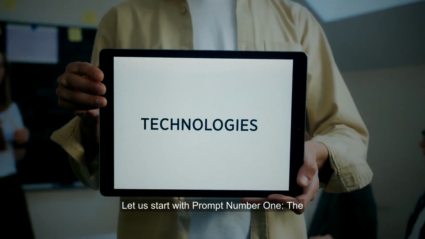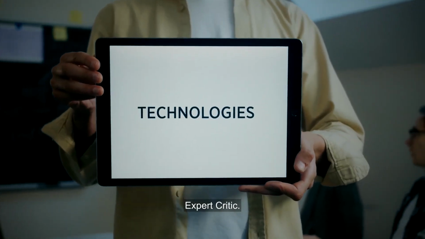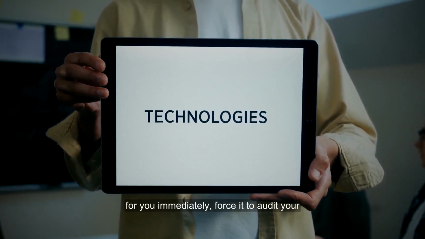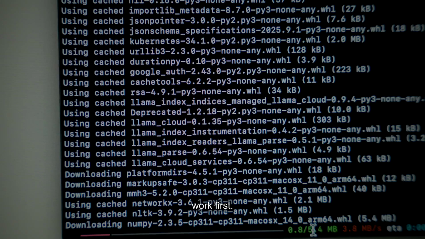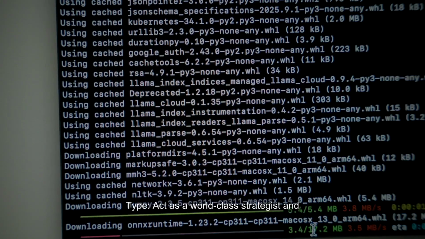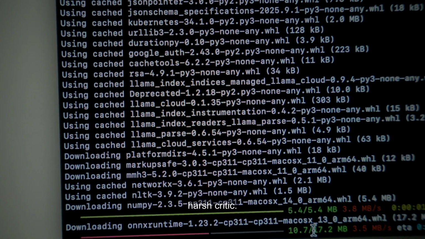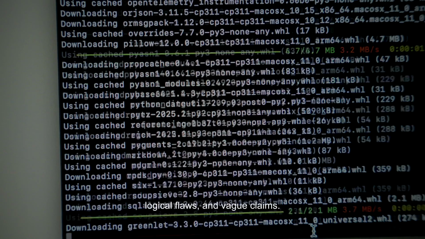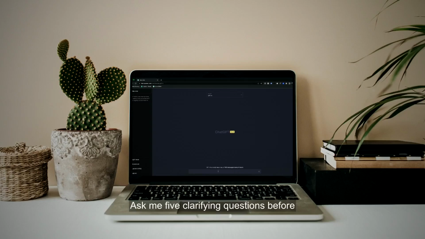Let us start with prompt number 1, the expert critic. Instead of asking ChatGPT to write something for you immediately, force it to audit your work first. Type, act as a world-class strategist and harsh critic. Review the draft below for weak arguments, logical flaws, and vague claims. Ask me 5 clarifying questions before suggesting revisions.